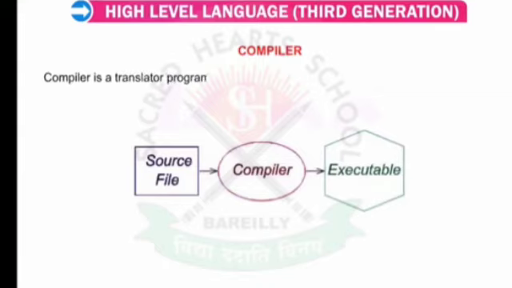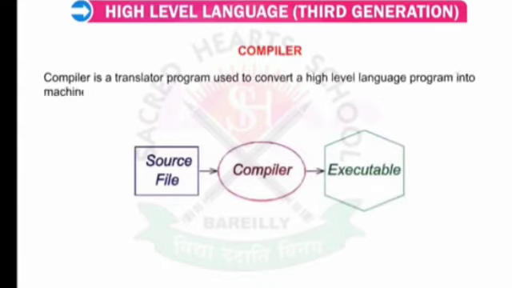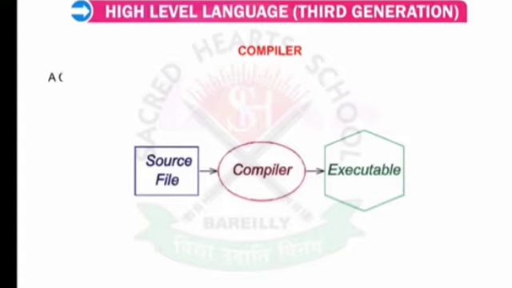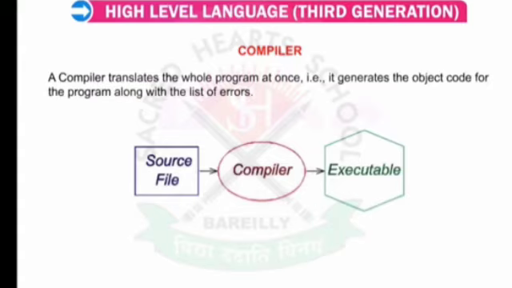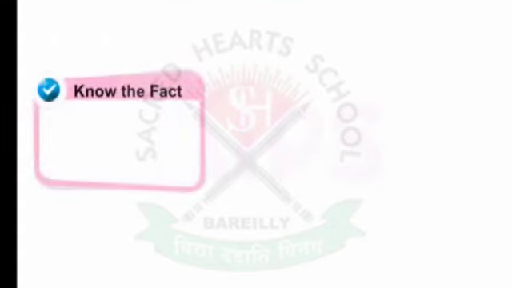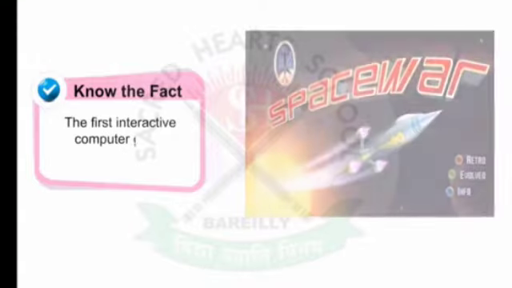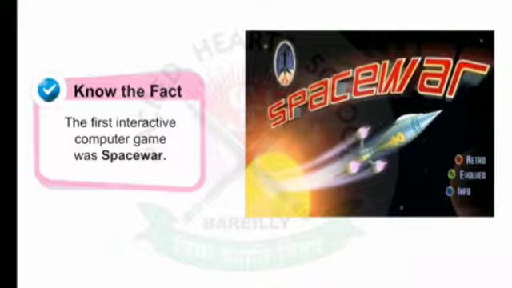Compiler is a translator program used to convert a high-level language program into a machine language. A compiler translates the whole program at once. That is, it generates the object code for the program along with the list of errors. The execution is very fast. Let me share another interesting fact: the first interactive computer game was Space War.